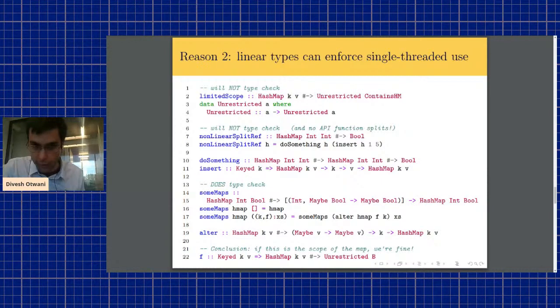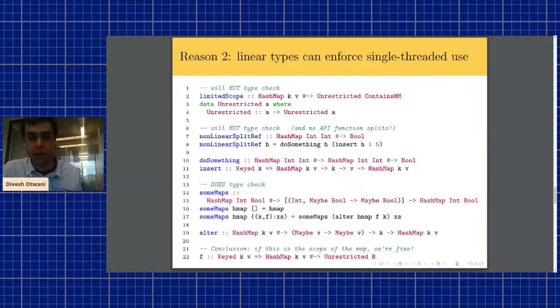This will not type check. Why is this the case? Well, what GHC looks at when it sees this is it sees some function do something, and it needs to know that the linearly bound argument h needs to be used in exactly one subterm and used exactly once. So it can't be used in both of the subterms to do something. So you can't split the reference already.